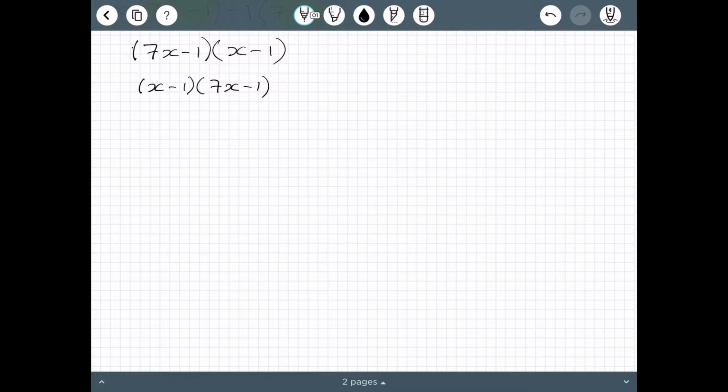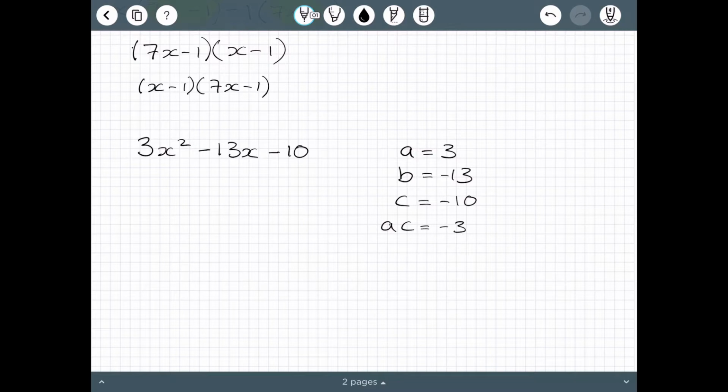Let's go 3x squared minus 13x minus 10. Okay, so our a is equal to 3, our b is equal to negative 13, and c is equal to negative 10. AC equals negative 30. All right, what numbers multiply to make 30? Now remember, I always like to just think of the positive number and then worry about the sign afterwards.